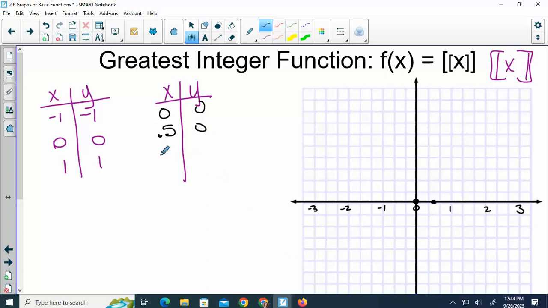If I put in 0.8, 0.8 is between 0 and 1. But you can't get out anything bigger than what you put in, so what am I still getting out? 0. If I put in 0.99, what am I getting out? 0. But when I put in 1, I get out 1. So at 1, this thing jumps up. I'm going to count by, spread this out a little bit too.